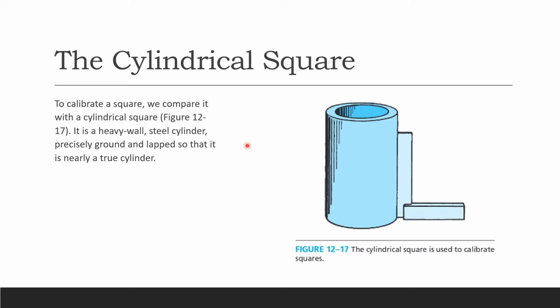The cylindrical square. To calibrate a square, we compare it with a cylindrical square, and it looks like that. It's a heavy steel cylinder, precisely ground and lapped, so that it is nearly a true cylinder. Again, we use them as standard or reference to calibrate other squares.